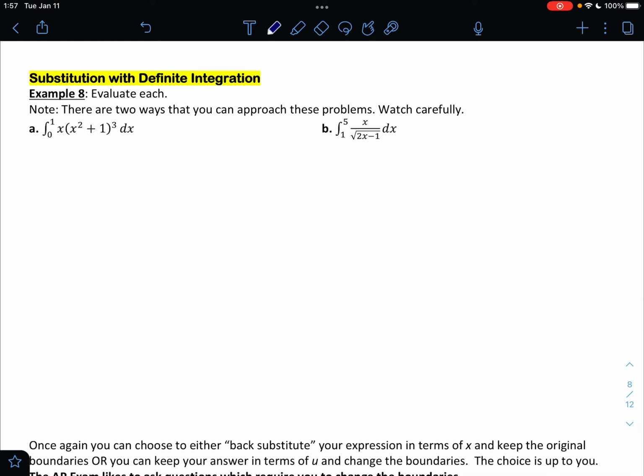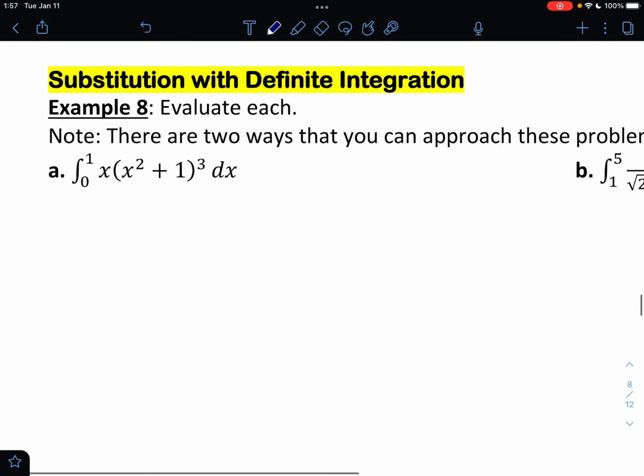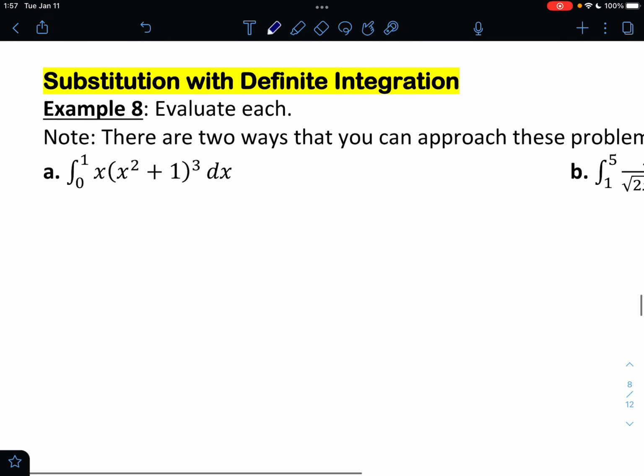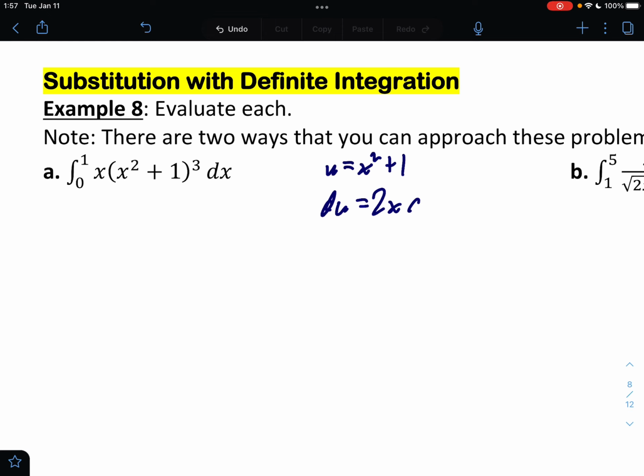All right, what about definite integrals? We can do substitution on definite integrals as well. So let's take a look at the first one here. You're going to want to substitute for that inside function. So let u equal x squared plus 1. So then du equals 2x dx. Now notice we only have a 1x dx there, so let's get rid of that 2 by dividing.